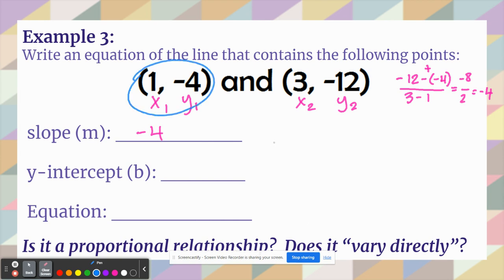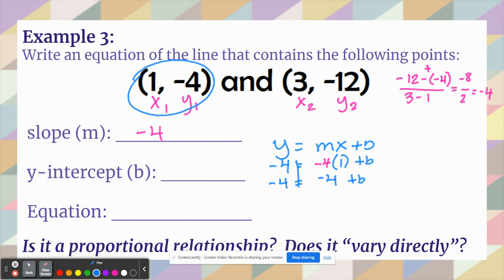Now I'm going to pick an ordered pair. Pick the first one. So we're going to plug that into my slope-intercept formula. So we're going to use the y value of -4. The m value we found was our slope of -4 earlier. And then the x value I'm using is 1. And we're going to solve for b. So -4 times 1 is -4.